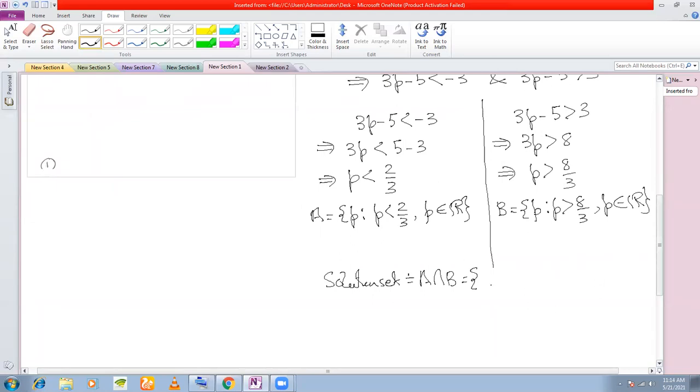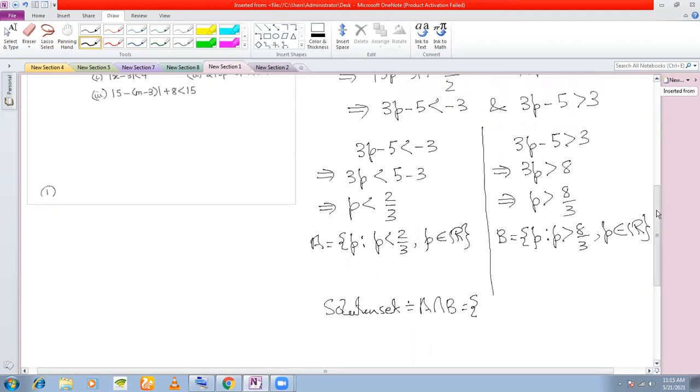is it possible that p can be less than 2 by 3 and can be greater than 8 by 3? No, sir. Intersection: p is less than 8 by 3 and p is greater than 8 by 3. Just let me check if I made a sign mistake. I should not come to a null set.